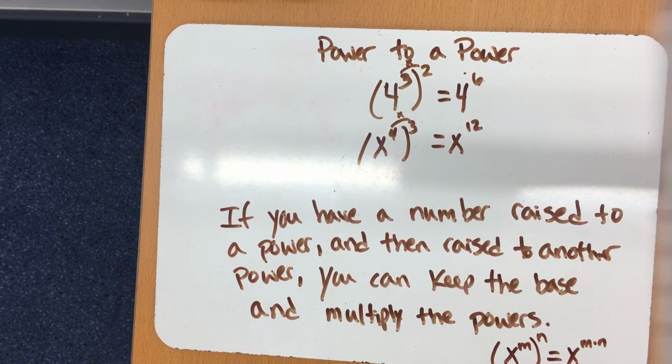Now this seems simple. People tend to start getting these rules confused if you're just trying to memorize them. So if you ever forget that power to a power means you take x to the m times n, then really expand it out for yourself and you'll get the same result. So that is power to a power.